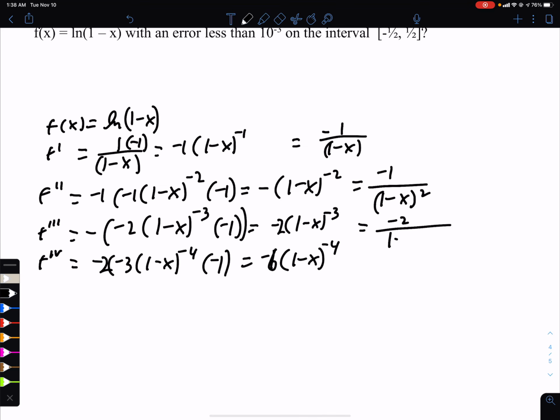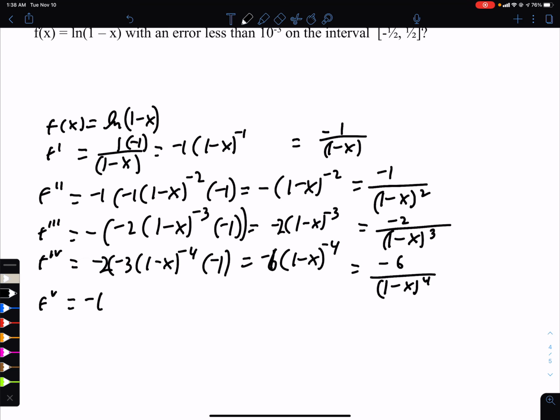Negative 2 over 1 minus x cubed. Negative 6 over 1 minus x to the 4th. Now we look at a pattern. That's going to be 1, 1, negative 2, negative 6. Let's look at what the 6th derivative, or the 5th derivative, is going to get us.